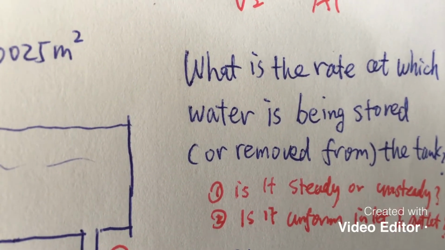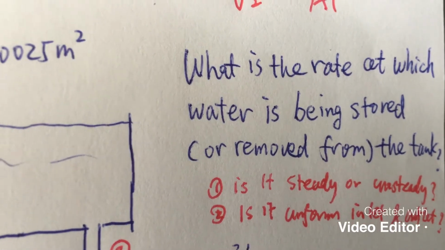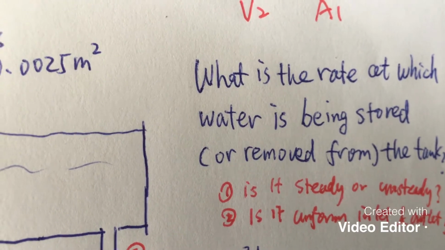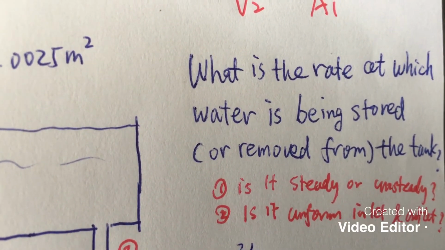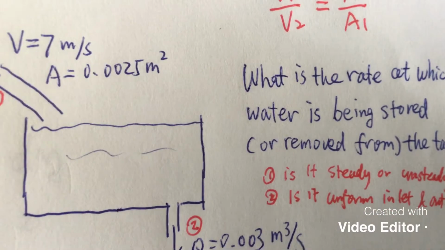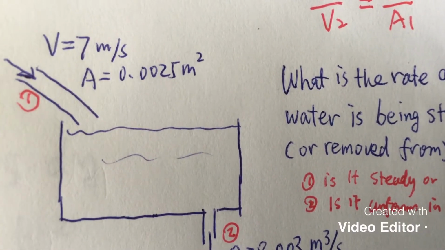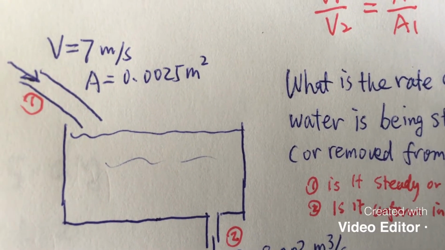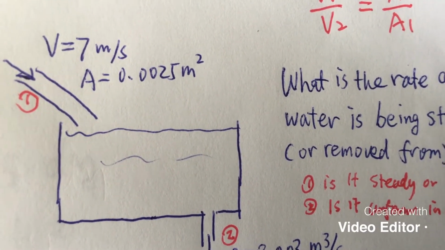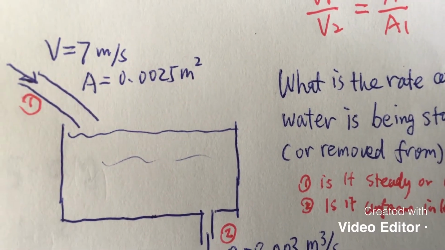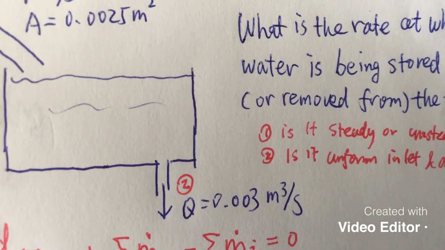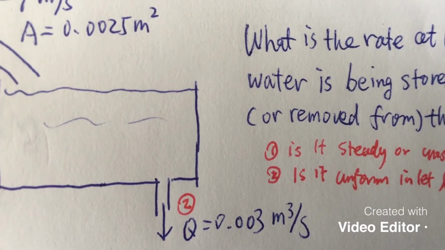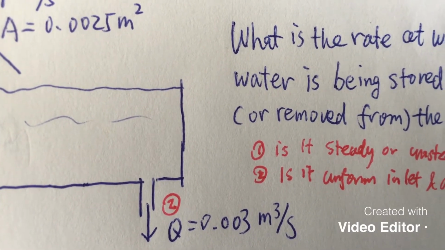Okay, the next question is: is this problem uniform or non-uniform inlet and outlet velocity? The velocity is on the inlet and the outlet, right? Are they uniform velocities? Obviously it gave you one velocity, 7 meters per second here, so it's obviously a uniform velocity. Otherwise it has to give you a function, right? It's a uniform inlet velocity. At the outlet, it gives you a mass flow rate, a volumetric flow rate. So you don't need a velocity. You already have the flow rate.